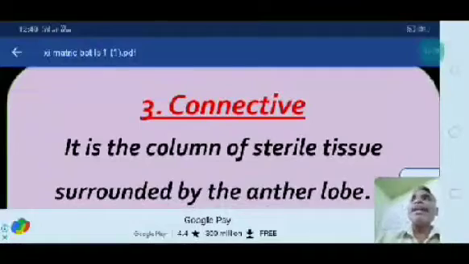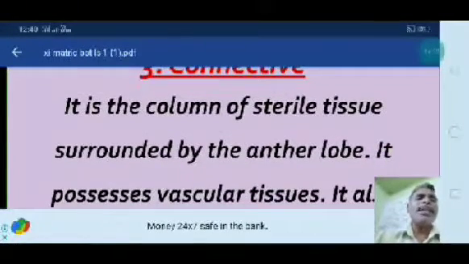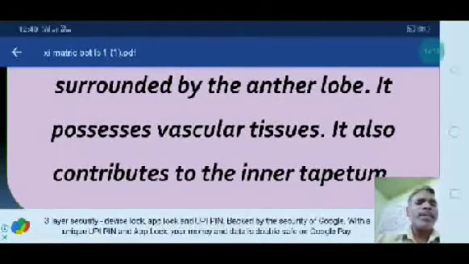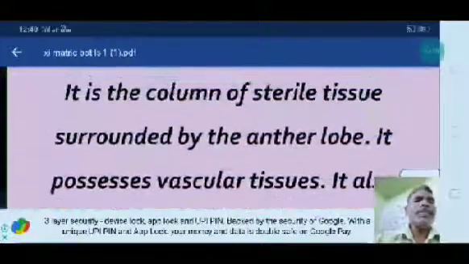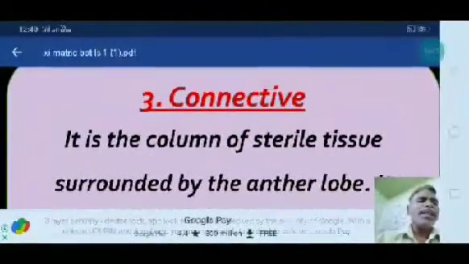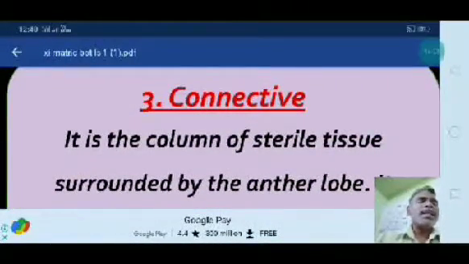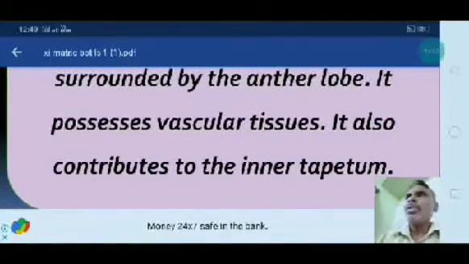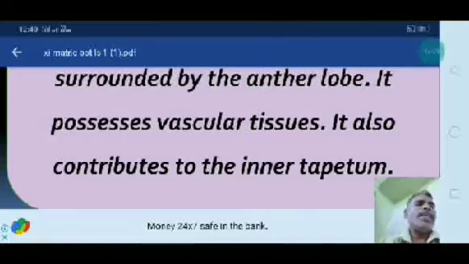The next one, connective tissue. It is a column of sterile tissue surrounded by the anther lobe. It possesses vascular tissue. It also contributes to the inner tapetum. These are the connective tissue.